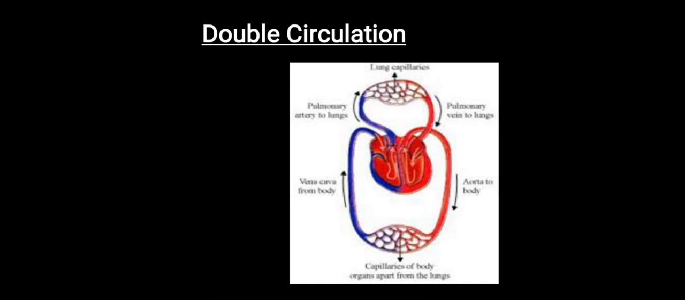So dear children, in this module, we learned about the three types of circulatory pathways: single circulation, which is seen in fishes; incomplete double circulation, which is seen in frogs and reptiles; and double circulation, which is seen in birds and mammals.